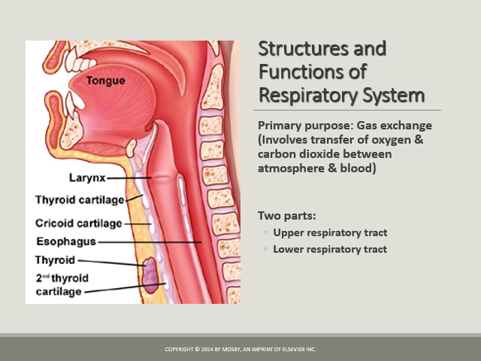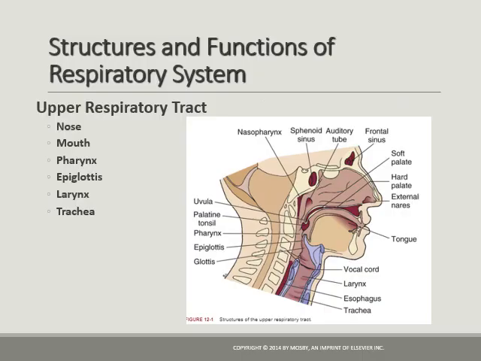So the primary purpose of the respiratory system is gas exchange. So we're exchanging oxygen and carbon dioxide between the atmosphere and the blood. The respiratory system is divided into two parts, upper and lower. Here's the upper respiratory tract.